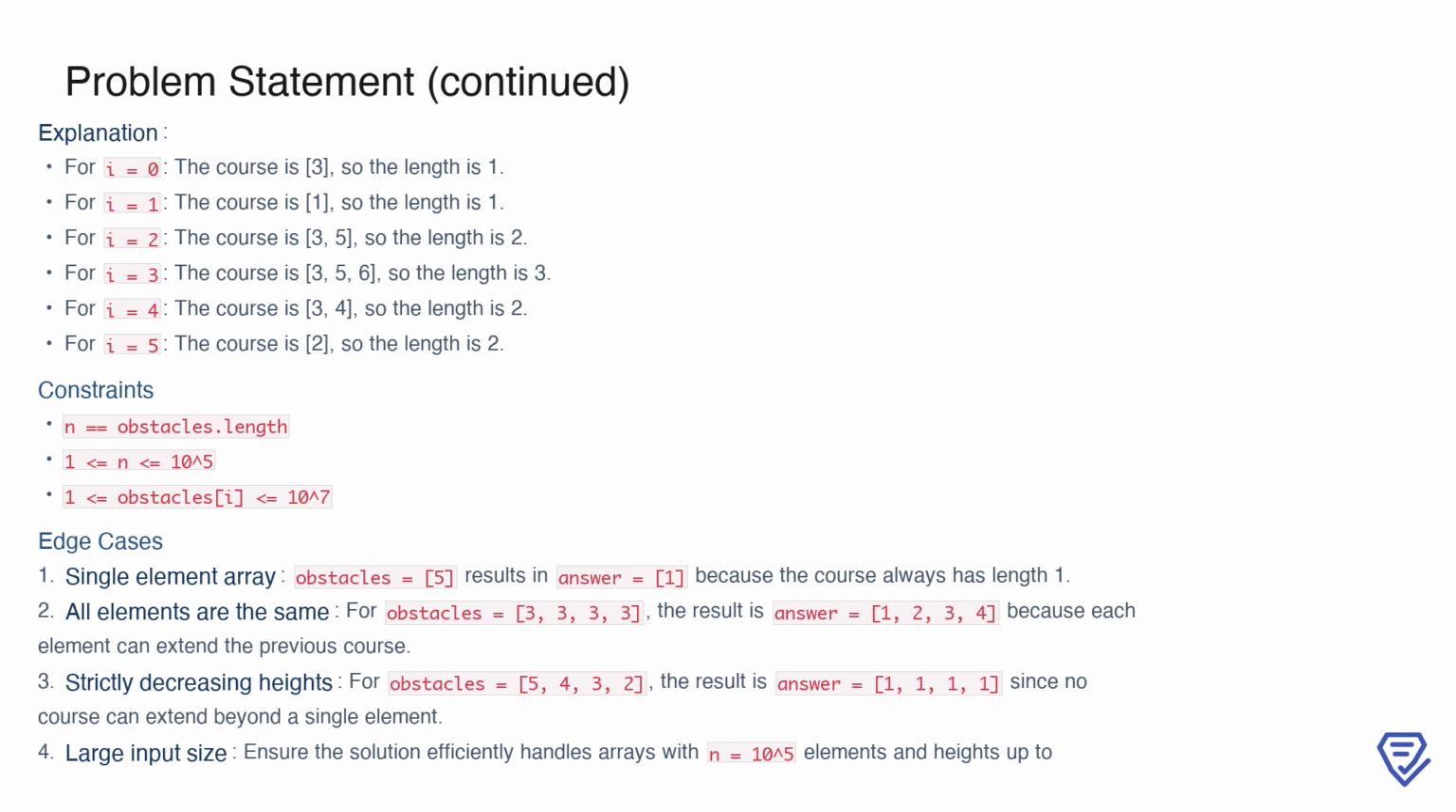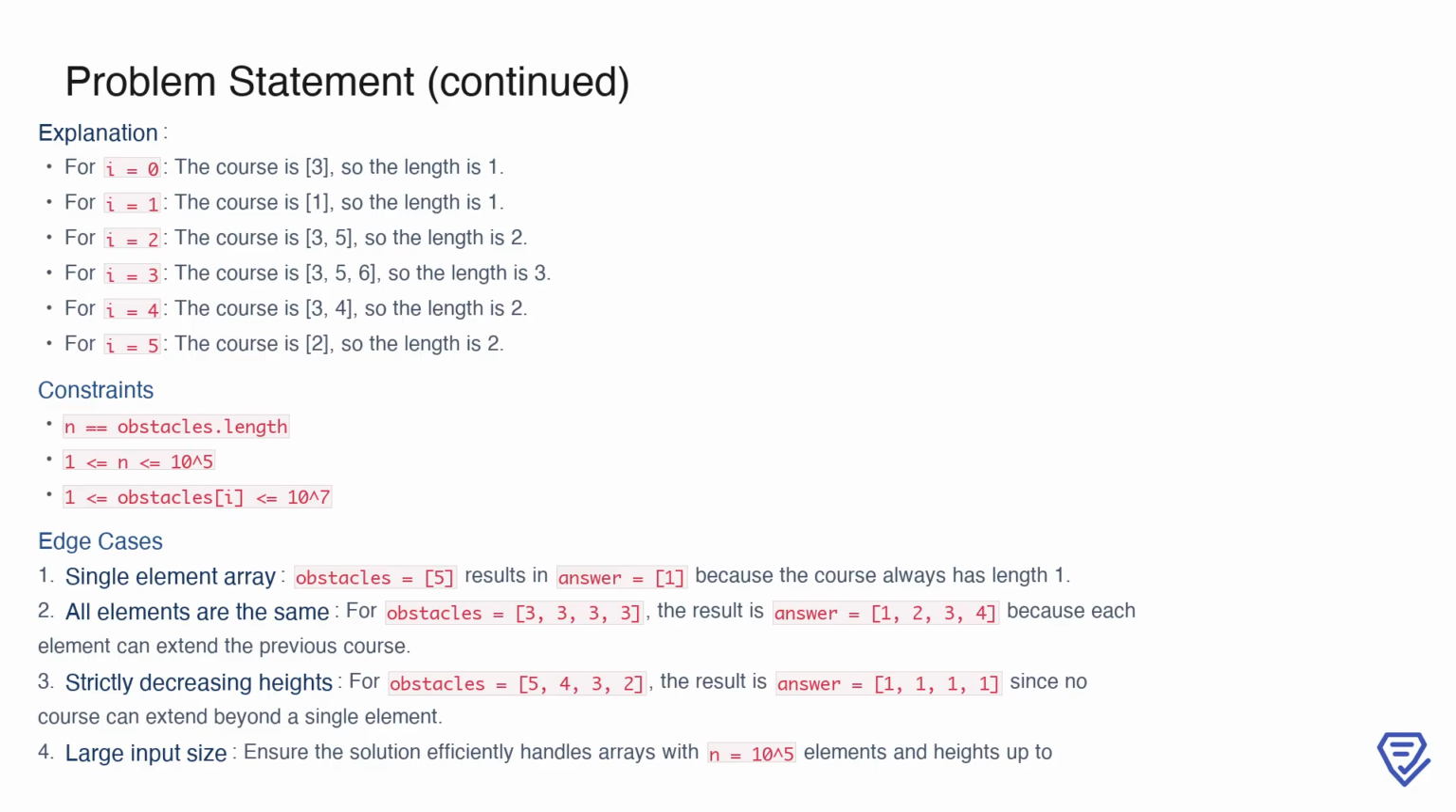For i equals 0, the sequence starts with just the first obstacle, 3, so the length is 1. For i equals 1, since 1 is less than 3, the sequence is limited to 1, and the length remains 1. At i equals 2, we can form the sequence 3, 5, because 5 is greater than or equal to 3, giving a length of 2.